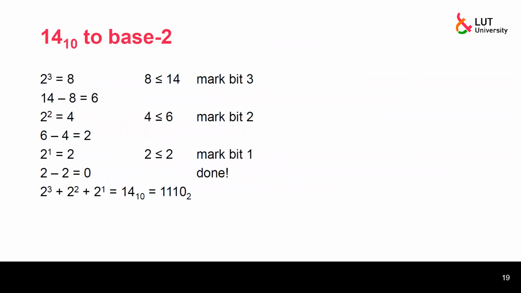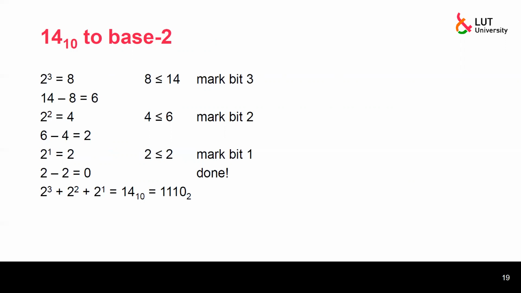So for example, if we want to convert 14 in base 10 to base 2, well, the largest base 2 number we can get, 16 is too large, so 2 to the power of 3 is 8. Okay, that's okay. We mark the third bit. So now we're 0 indexing, by the way. We mark the third bit. It's 8. We reduce 8 from 14. The remainder is 6. Largest, well, 2 to the power of 2 is 4, smaller than 6, mark bit 2. We get 2, which is 2 to the power of 1. And then we're done because the remainder is 0.